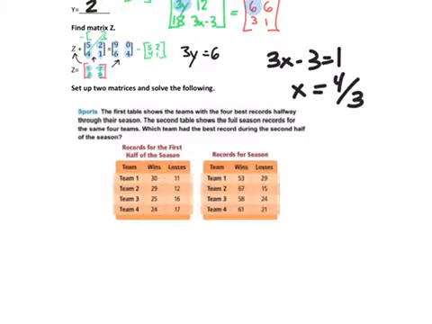Let's take a look at this one to conclude. The first table shows the teams with the 4 best records halfway through their season. The second table shows the full season records for the same 4 teams. Which team had the best record during the second half of the season? So this is an example of us using matrices with sports to answer some questions that you may be curious about when you're debating sports with your friends.